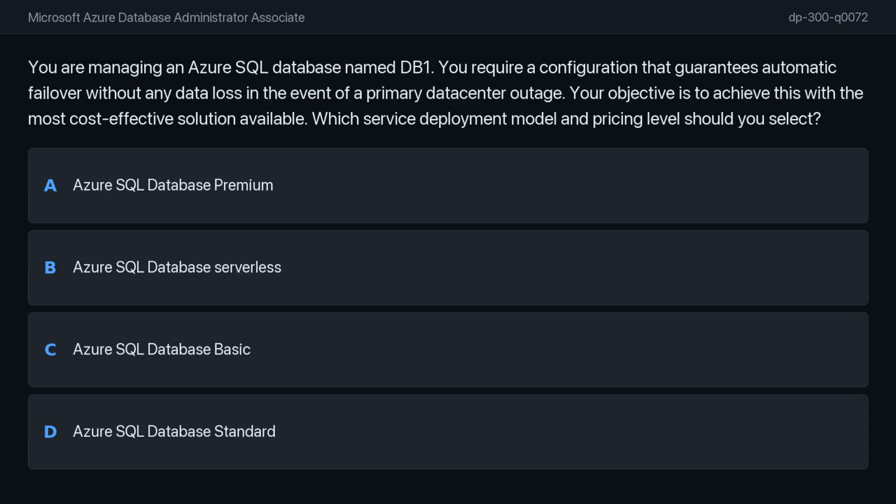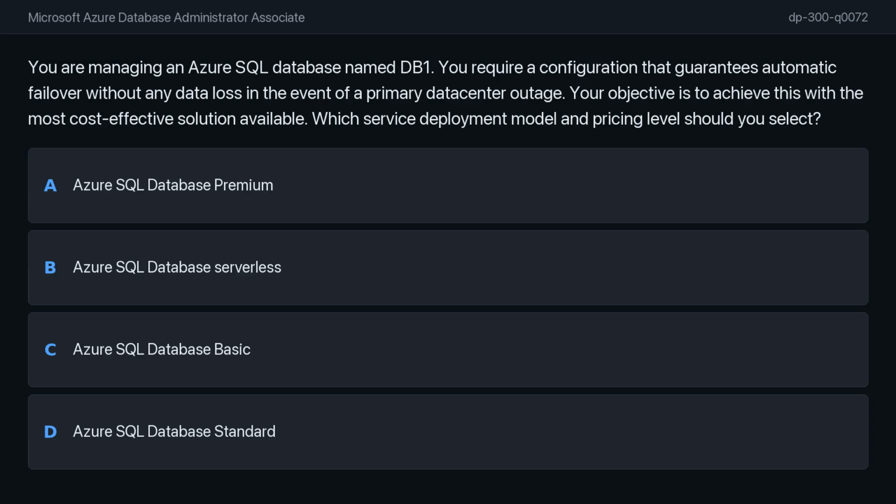Option A, Azure SQL Database Premium. Option B, Azure SQL Database Serverless. Option C, Azure SQL Database Basic. Option D, Azure SQL Database Standard.